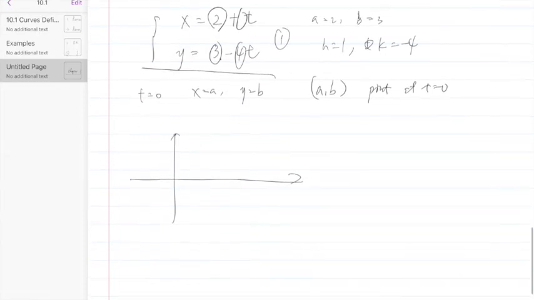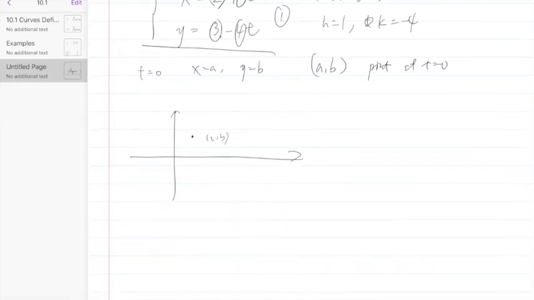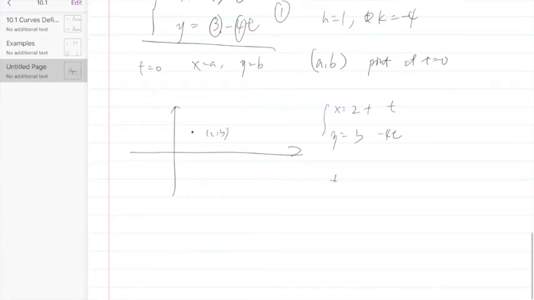For example, for this particular example, let's call it 1. Then basically it tells you it passed the point 2, 3. Why? Because if you plug in 0, you got 2, 3. Okay. Now without this 2, 3, let's talk about what this t and the minus 4t give you starting from 2, 3.